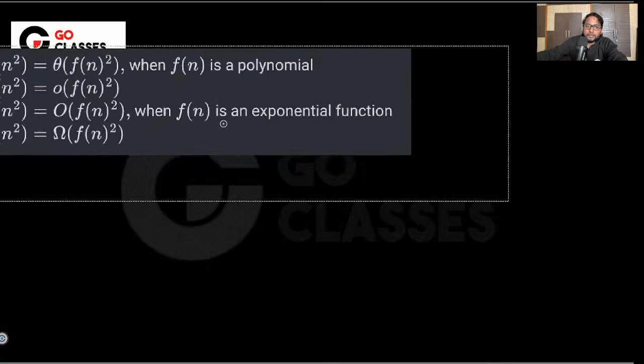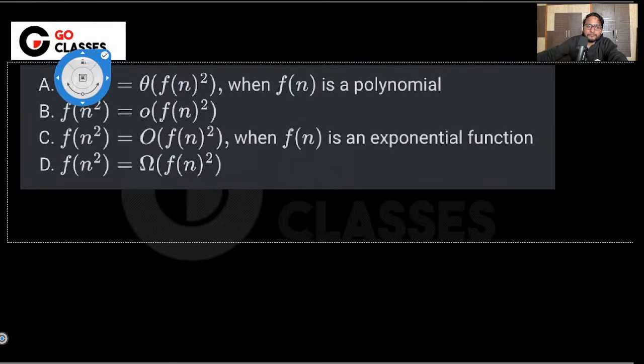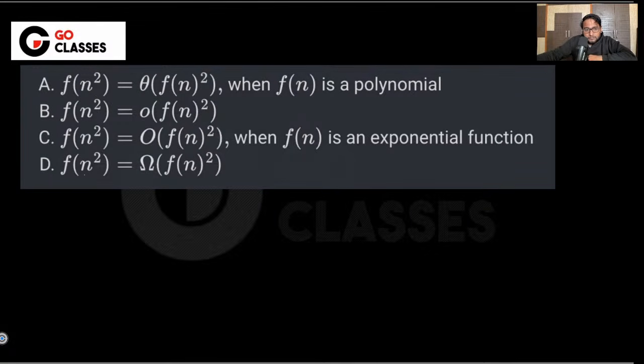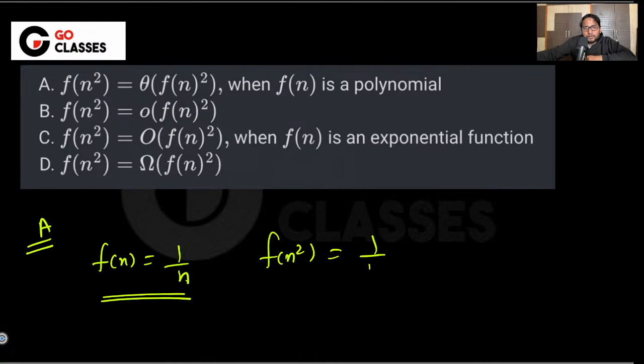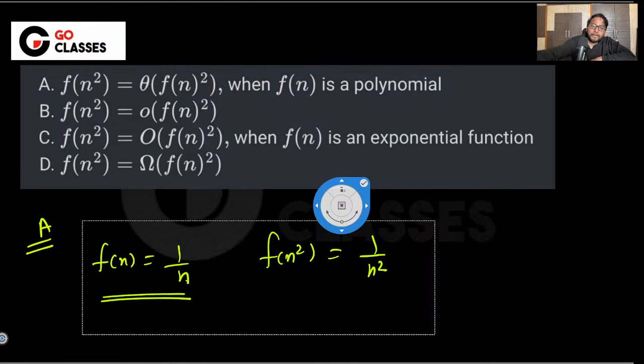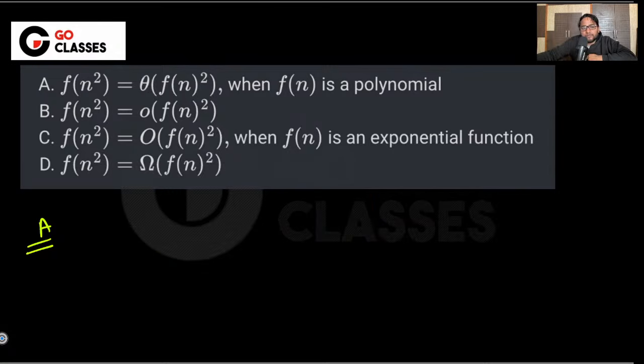What do you think? Theta of f(n) square? If it is, the given function is a positive function, right? They have not said whether this is increasing or decreasing. Just take some decreasing function, I think it will be easy. If f(n) is this, let me first solve for A. Then f(n) square will be 1 upon n square. They are still theta. So this is not working. This particular example might not be a very good example here, but let's see if there is some other counter example we can take.